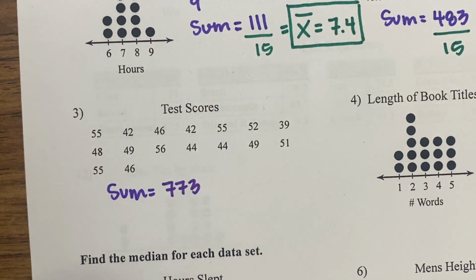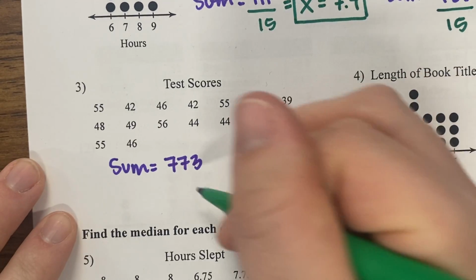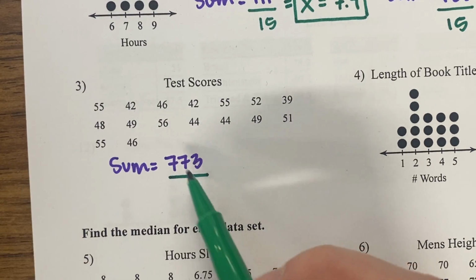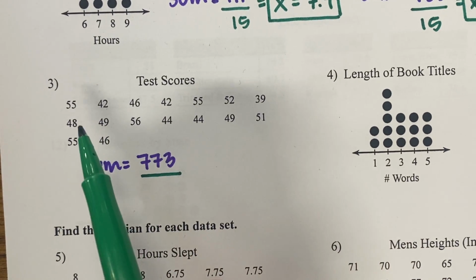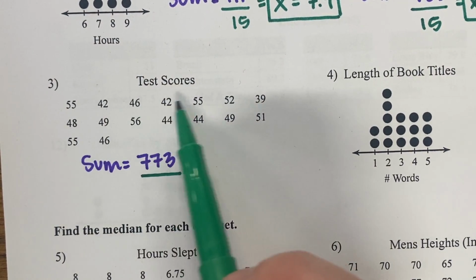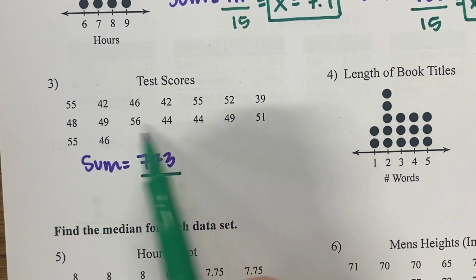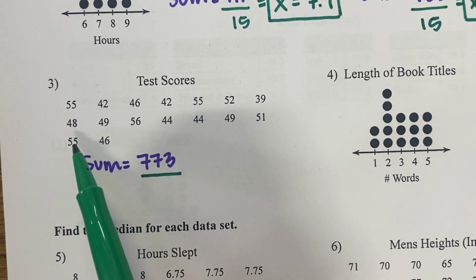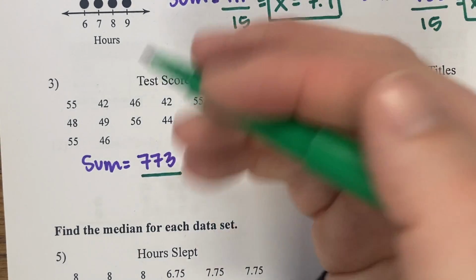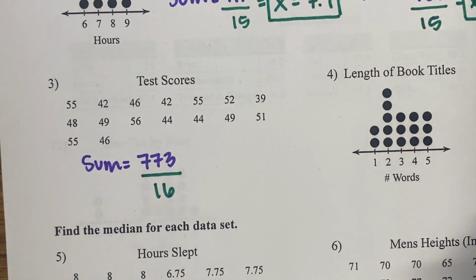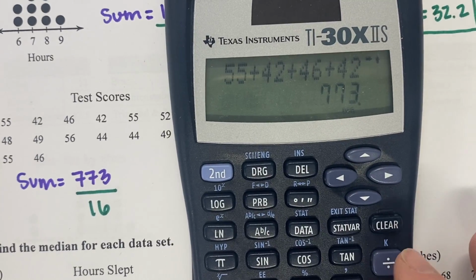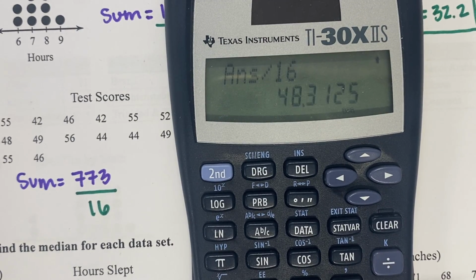773. Okay, so that was our first step. We add them all up. Then we take our next step and we're going to divide by how many numbers we were given. Okay, so we can count them up. 1, 2, 3, 4, 5, 6, 7. Okay, 7 times 2 would be 14, 15, 16. So now we have 773 divided by 16.